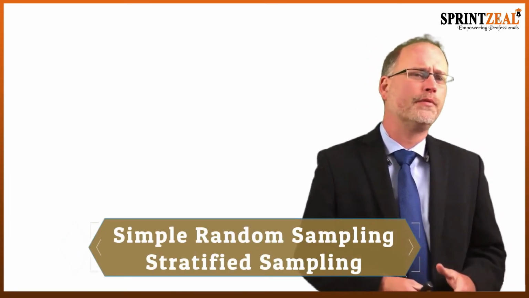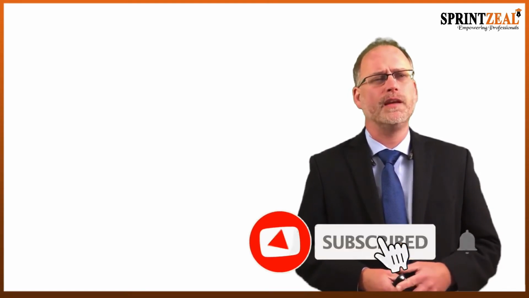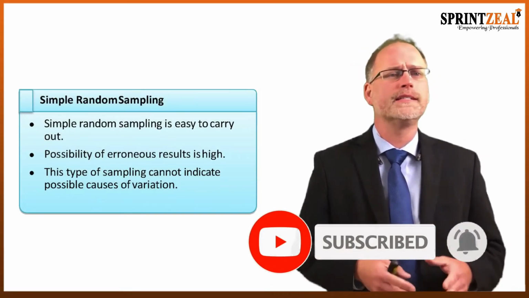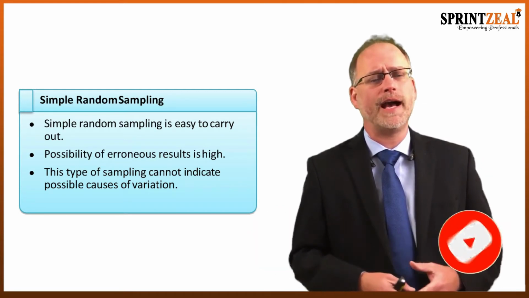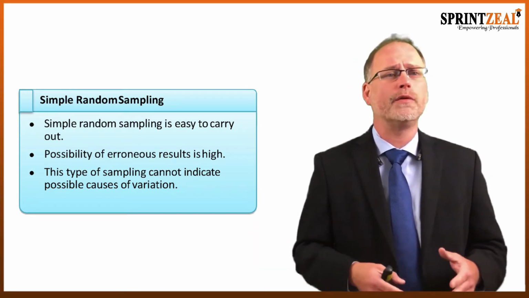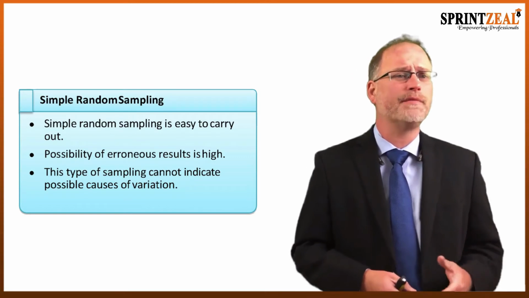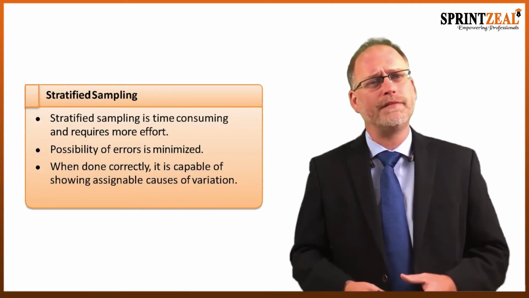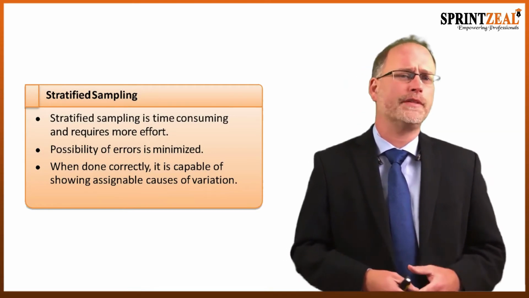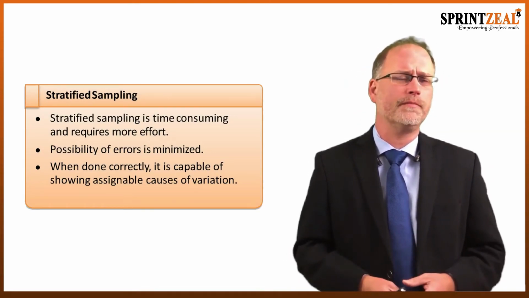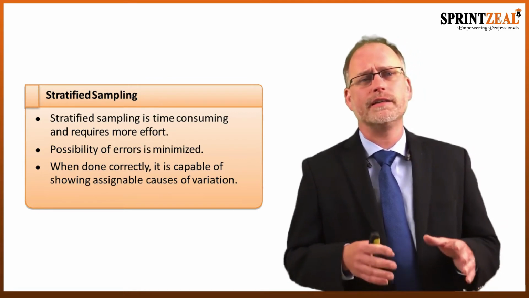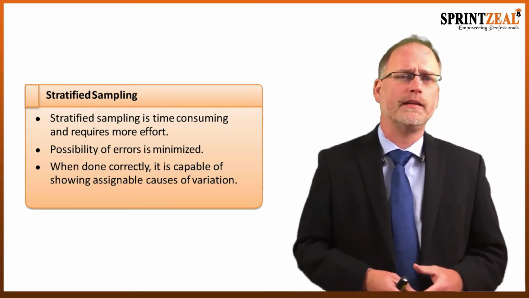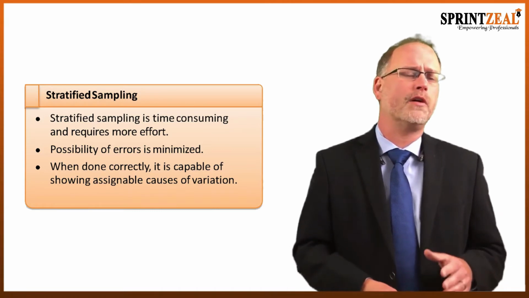So what about simple random sampling versus stratified sampling? There are some differences between simple random sampling and stratified sampling. Simple random sampling is very easy to carry out. The possibility of any erroneous results is high, and the type of sampling cannot indicate possible causes of variation. With stratified sampling, it is very time-consuming and requires a lot more effort. The possibility of error is minimized, and when done correctly, it is capable of showing assignable causes of variation.